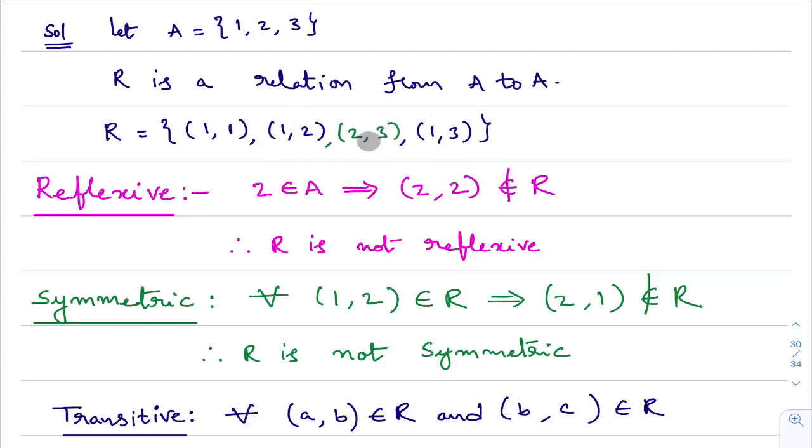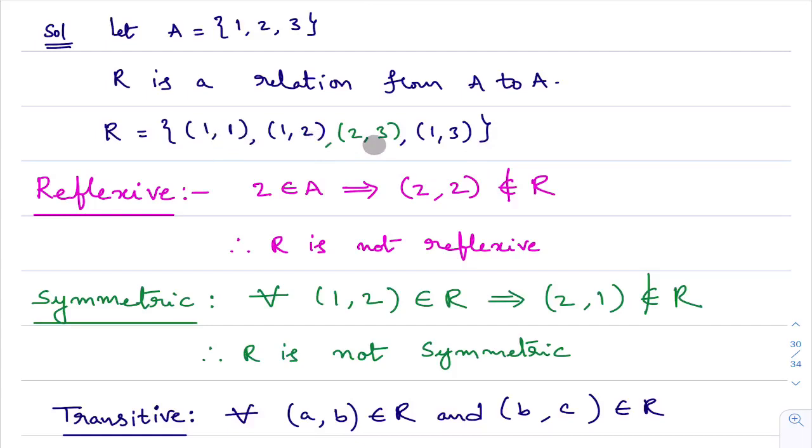Now come to the third one. You see, this ends with 3. Now you identify any other ordered pair which starts with 3? No. So I checked for every pair of A comma B, B comma C, whether A comma C exists or not. I identified 3 such pairs. One is 1 comma 1, 1 comma 2. Second one is 1 comma 1, 1 comma 3. Third one is 1 comma 2, 2 comma 3.